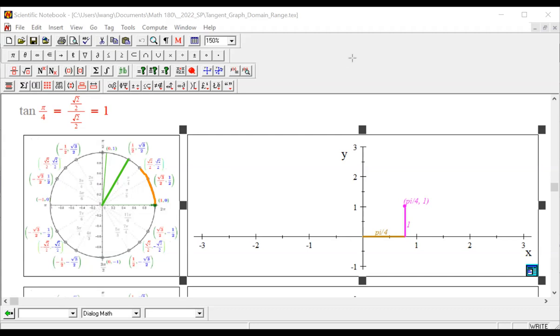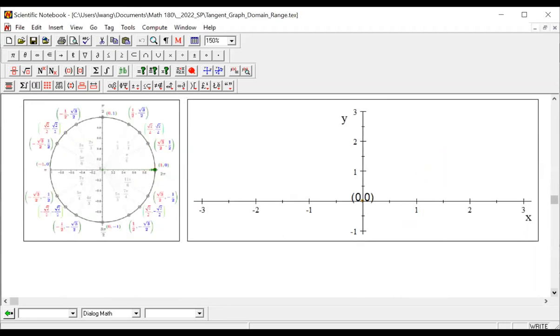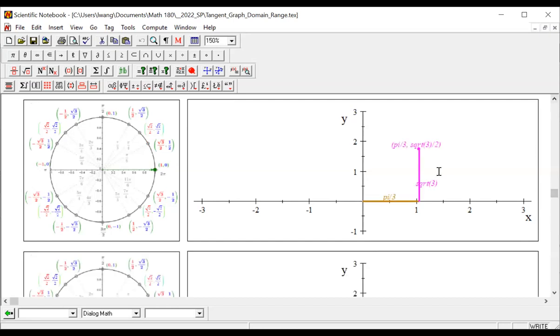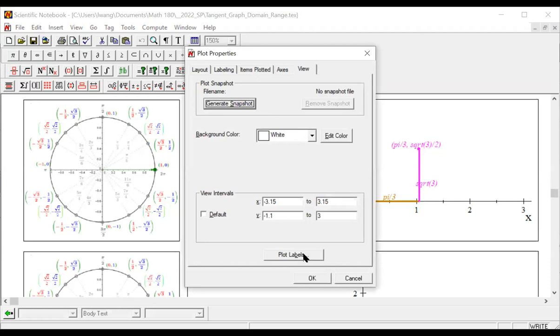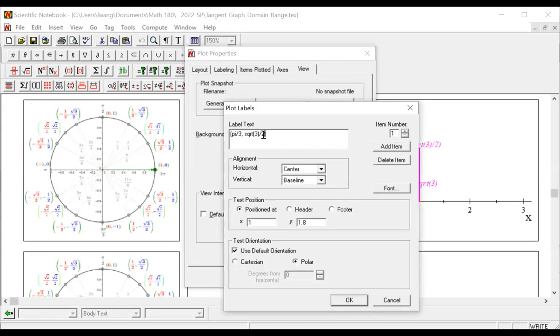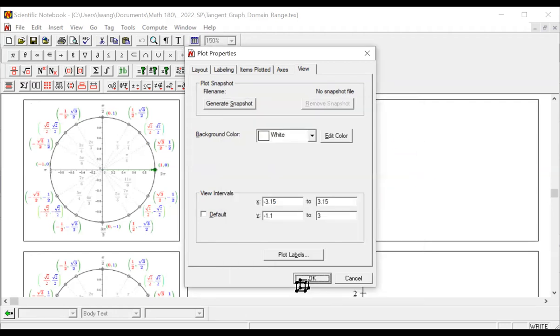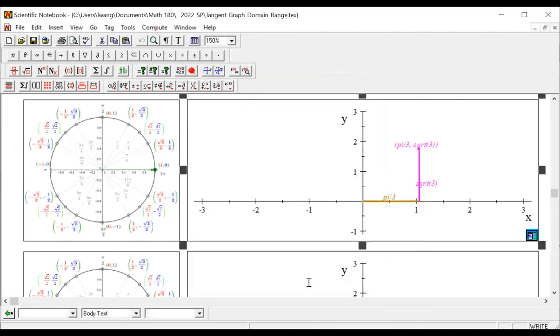All right. With that said and done, let's look at tangent pi over 3. I think I need some corrections there as well. This is pi over 3, this is root 3. So that correction should make it better.